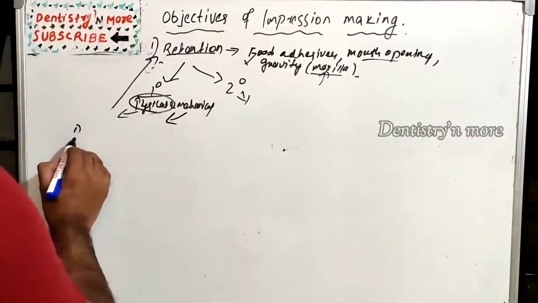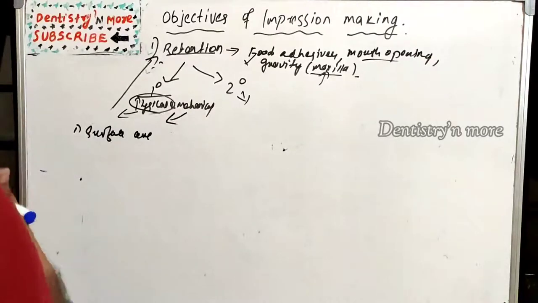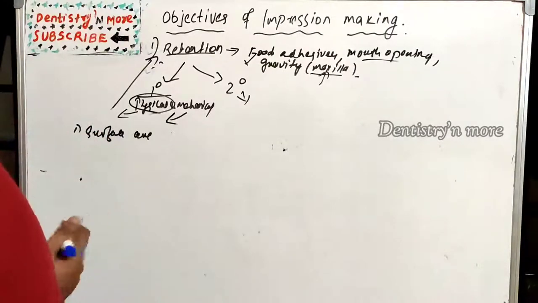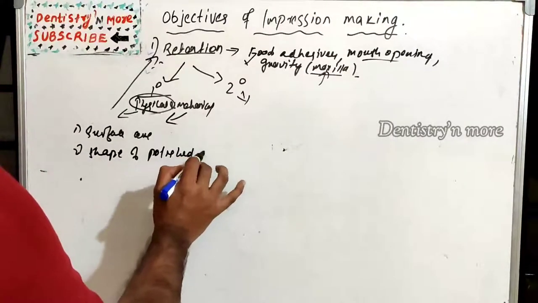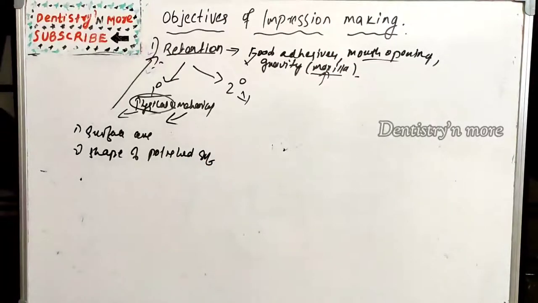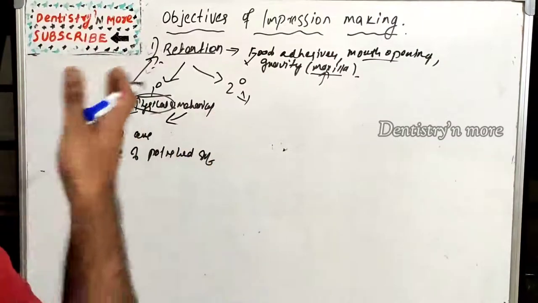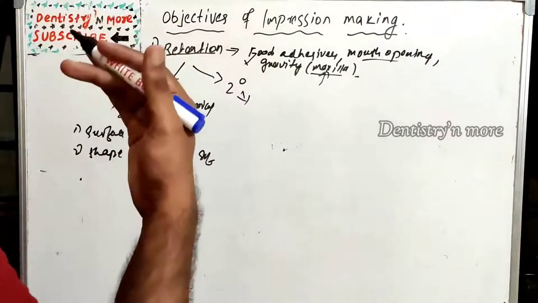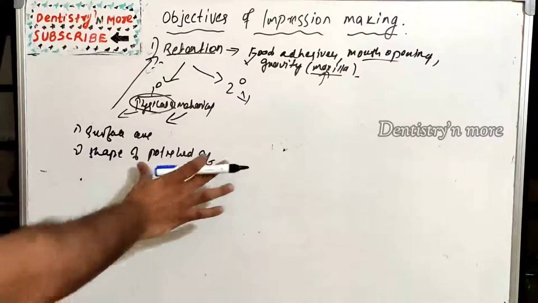Mechanical factors, the first one is surface area. As the surface area of the denture base increases, the peripheral seal and adhesion increase, so there will be more retention. Then the shape of the polished surface. The shape of the polished surface and teeth positioning in the neutral zone will give more retention. We already studied what the neutral zone is, where the forces from the cheek and lip are neutralized, counterbalanced by the tongue muscle forces. So shape and polished surface at the neutral zone.